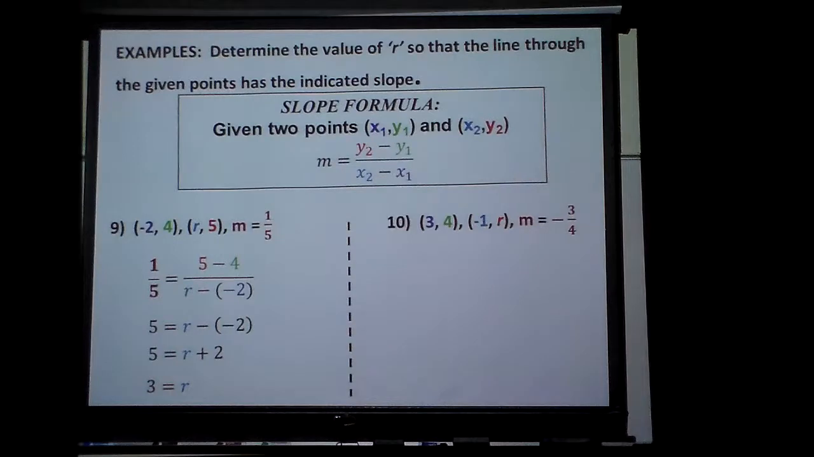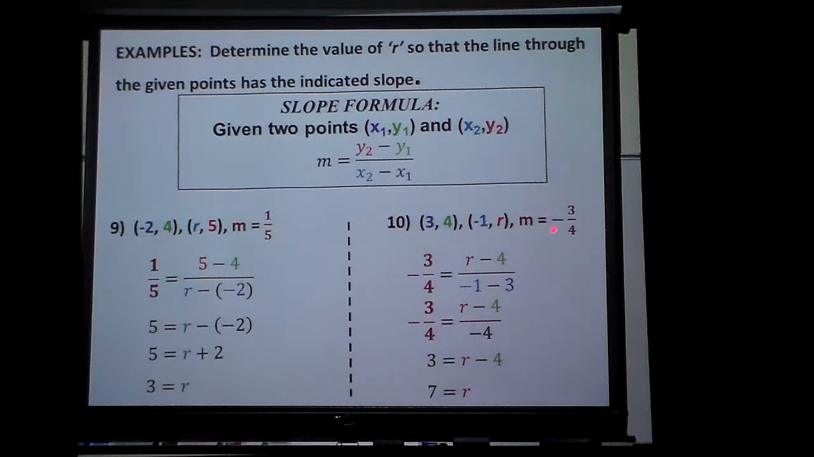So r is 3. Okay. Let's look at the next one over here, number 10. Notice we have this; I can put the numbers in. I don't know y2, so I'm going to get r. y1 is 4. It's negative 1 here. 3. Now notice, I have a negative 3/4. I don't know whether the 3 is negative or the 4 is negative, but here's how I can find out. Notice, what's negative 1 minus 3? It's negative 4. So I'm going to put that negative 4 with the bottom one. I can't make them both negative, so that means the top one has to be 3. So 3 equals r minus 4. Add 4 to each side, and the answer is 7.